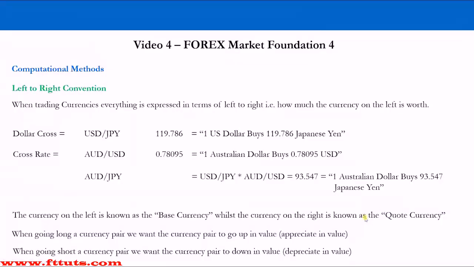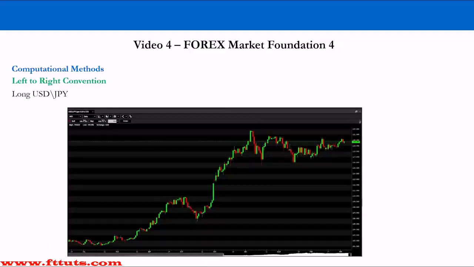So the left to right convention, it's pretty important. Just make sure you understand the left to right convention, how everything is expressed in terms of the currency on the left. The currency on the left itself is known in the Forex market as the base currency, and the currency on the right is known as the quote currency. So the base currency on the left, the quote currency on the right. And when we're going long a currency pair, we want the currency pair to go up. And when we're going short a currency pair, we want the currency pair to go down.